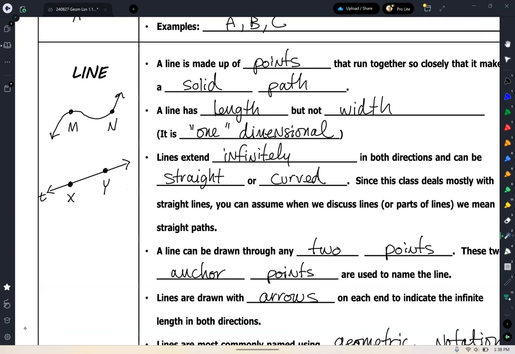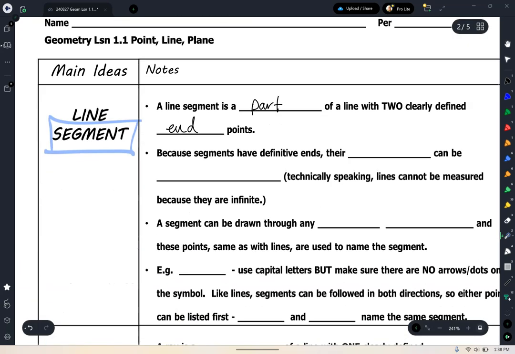Yeah, it's infinite, right? I heard it a number of times. In fact, we cannot measure that, because it is infinite. There's no way we can put a number on that. However, with segments, because segments have definitive endpoints, their lengths can be measured.